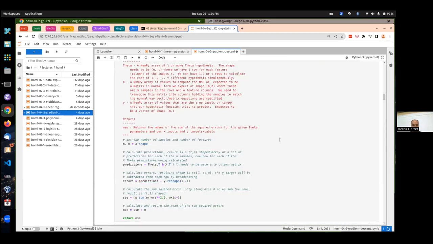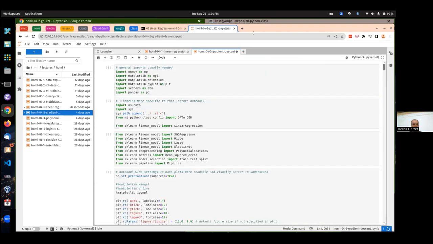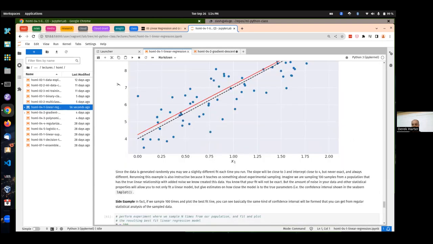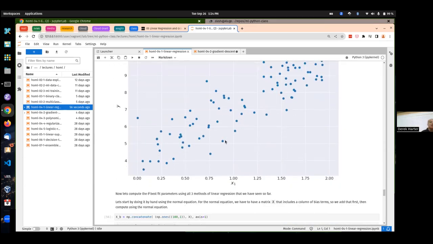So if I can go back real quickly to a figure here. There's an infinite number of lines I could fit to a set of data points, right? So how do I find the one that has the smallest average of the sum squared errors, right? That's what we're doing here, right? And that's what the normal equation does in an exact way.